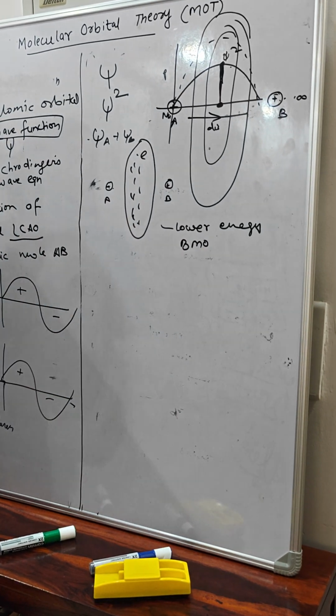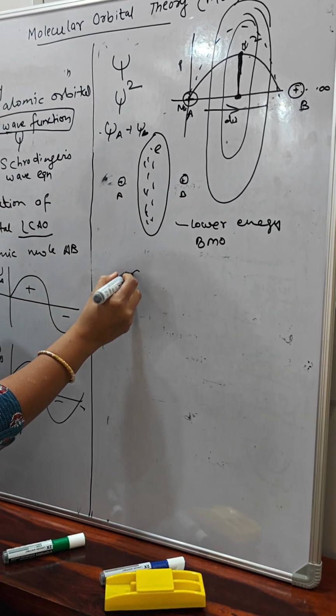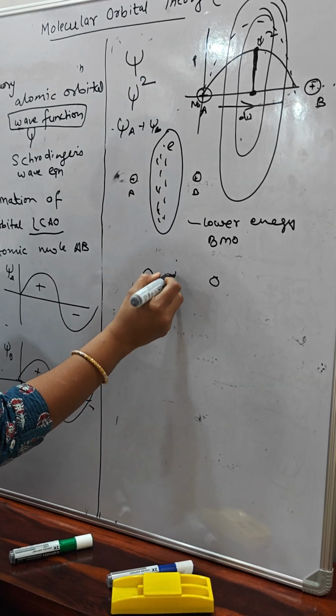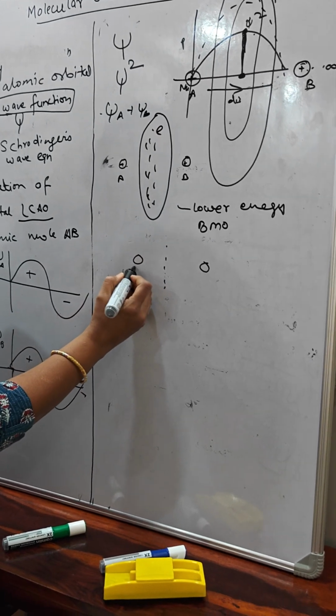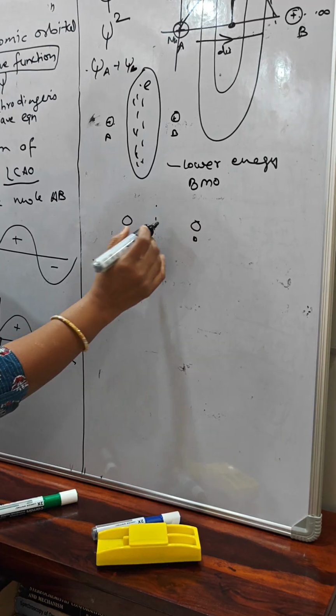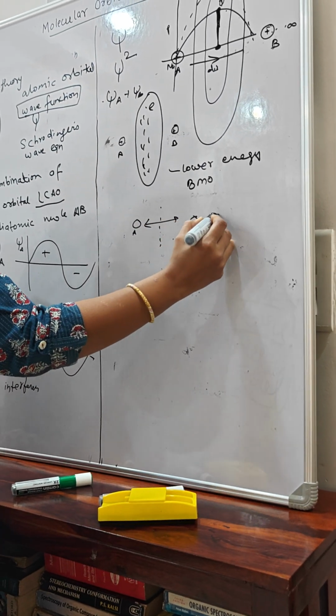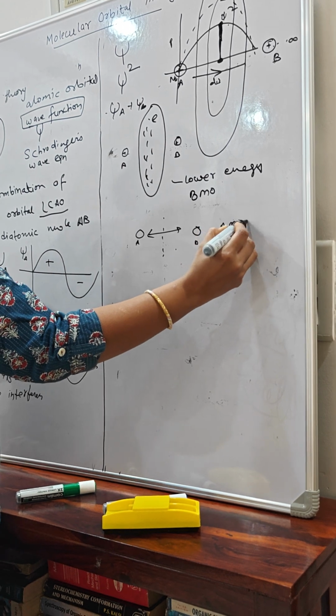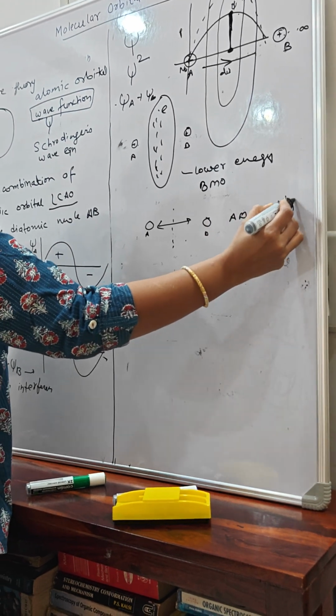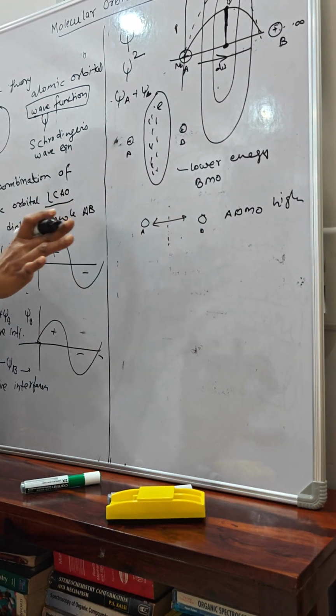And in case of destructive overlap between the nuclei, there will be very little density of electrons. So the repulsion between the two nuclei will be more. So this anti-bonding molecular orbital will be of higher energy.